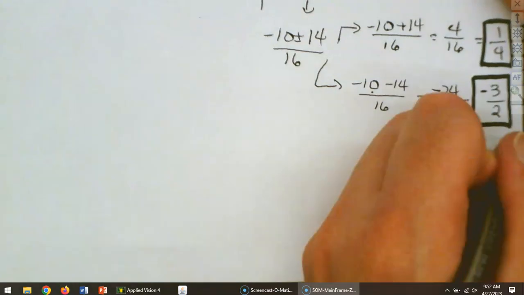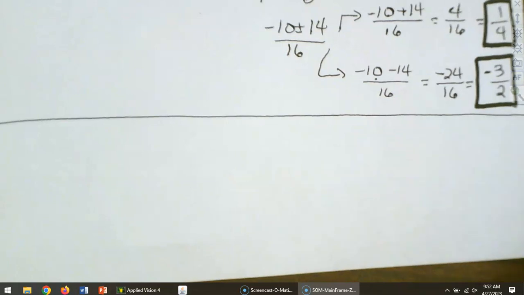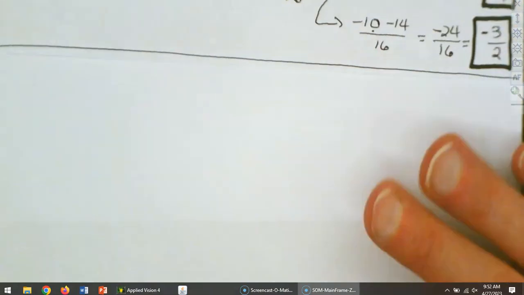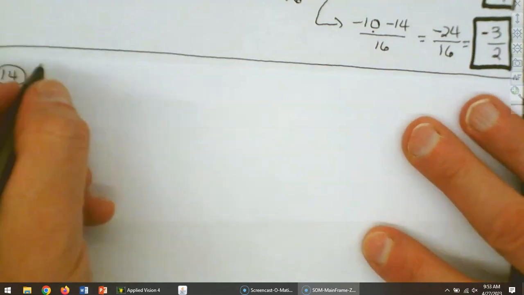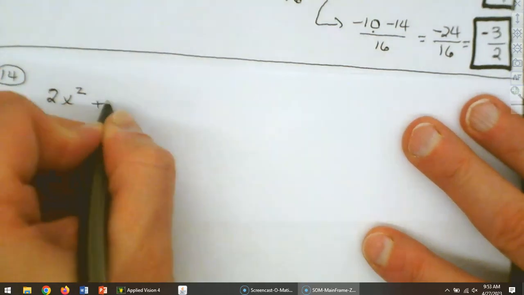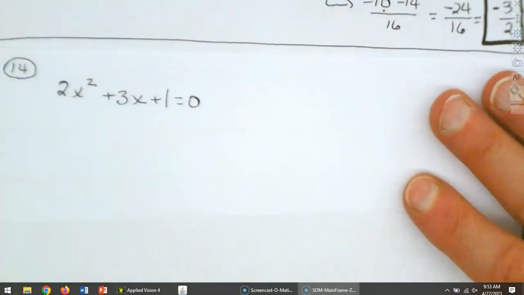Now, those were nice because the roots broke down. In some cases, the roots may not break down. So, for example, question 14. Question 14, we're going to be left with the square root. So that is 2x squared plus 3x plus 1 equals 0.